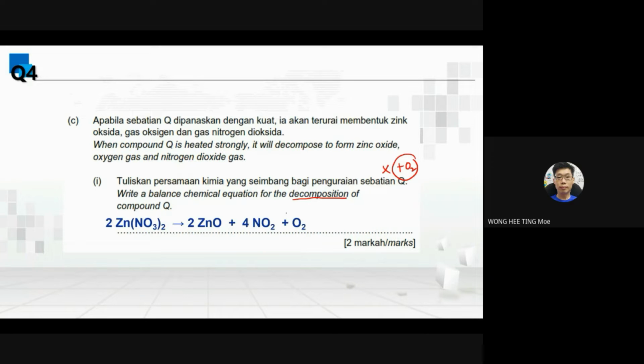So it will decompose to form zinc oxide, nitrogen dioxide, and oxygen. The first mark is for the formula, all correct, 1 mark. The second mark is for the balancing. If one of the formulas is wrong, then 0 marks already, because you won't be able to balance.